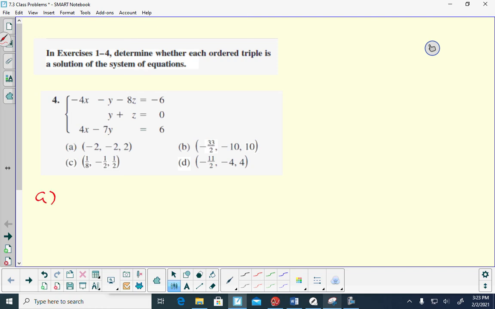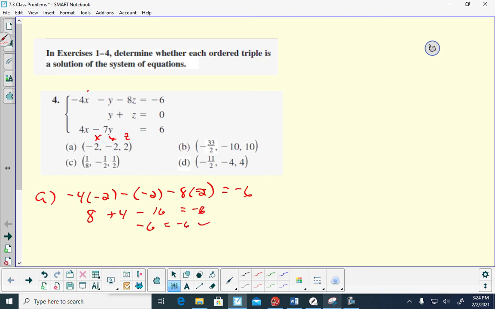I'm going to start by putting A into the first equation. So this would be my x, my y, and my z. So I'm going to have negative 4 times x, which is negative 2, minus y, which is negative 2, minus 8 times z, which is 2. And that should equal negative 6. So this will be 8 plus 4 minus 16. I want to see if that's equal to negative 6, and negative 6 is equal to negative 6. So it works for the first equation.